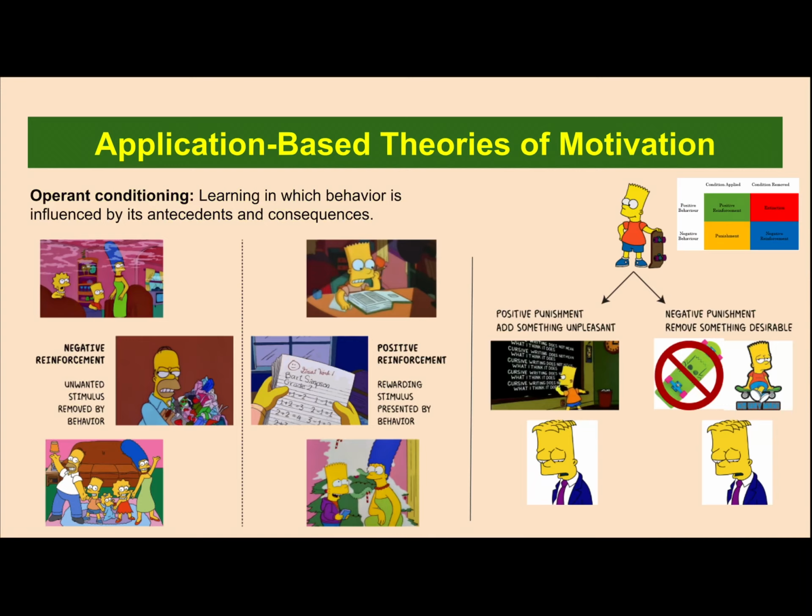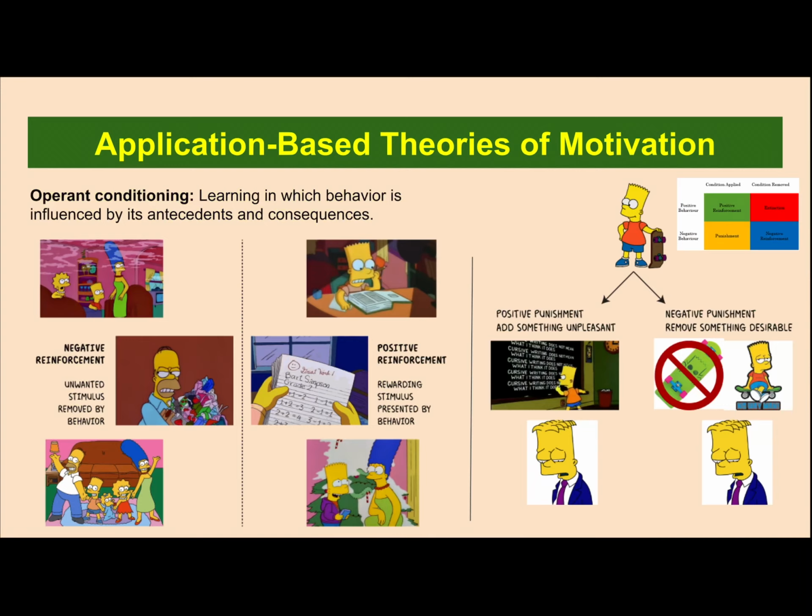Another good example of negative reinforcement is using sunscreen, right? You get sunburned, you get sunburned, you get sunburned. You start using sunscreen, no more sunburn. Maybe I'll keep using sunscreen. The unwanted stimulus, the sunburn, was removed by the behavior, using sunscreen. Or in the Simpsons case, the unwanted stimulus of stinky trash was removed by the behavior of cleaning up and taking out the rubbish. On to positive reinforcement.